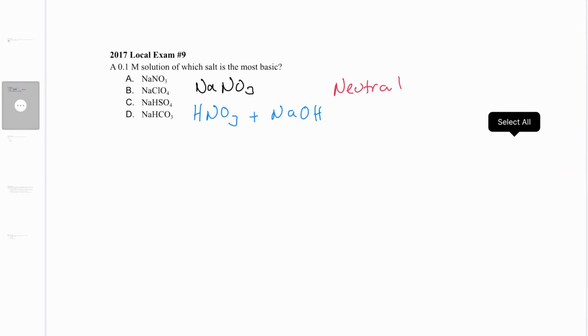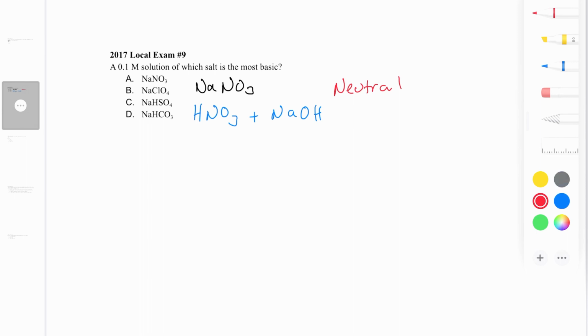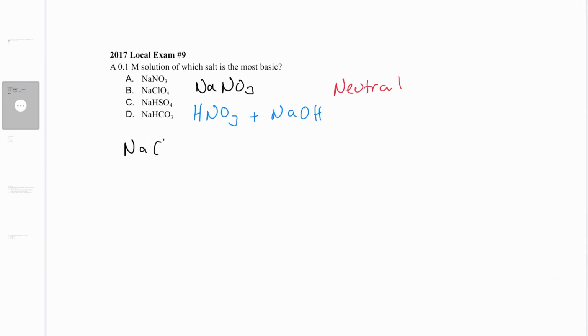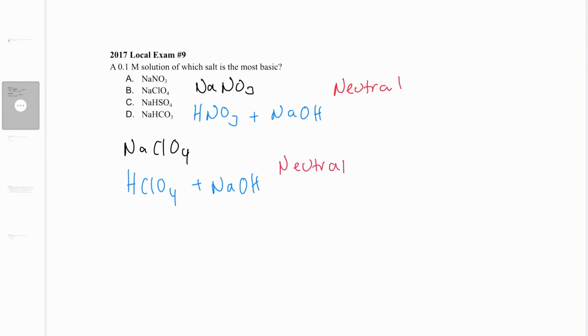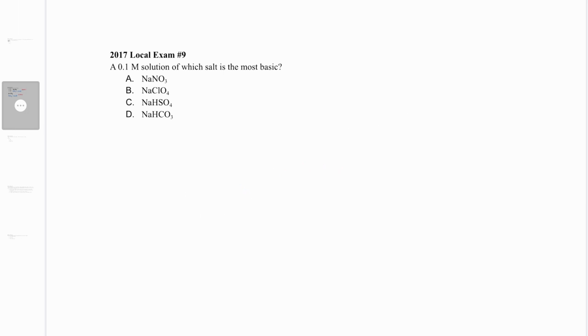And basically the same can be said for answer choice B. So we have NaClO4. The reactants that produce this are perchloric acid, HClO4, and NaOH. And these are the exact same. Perchloric acid is a strong acid, and sodium hydroxide is a strong base, so this is also going to be neutral. Because of that, we know that A and B cannot be the right answer. But now we have to look at C and D. So we know that A and B are not correct.